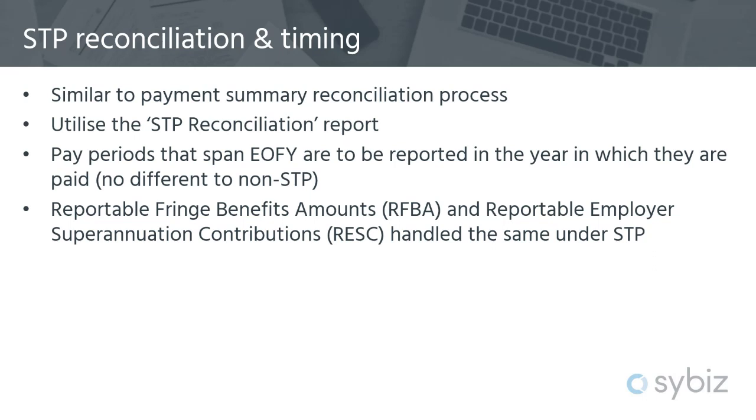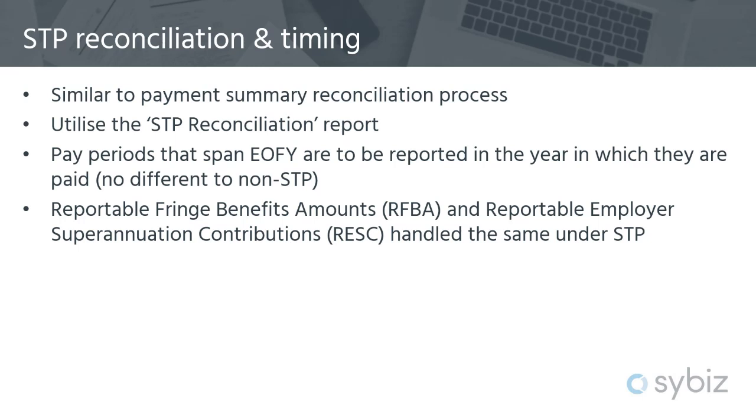And one thing that did cause a bit of confusion for some customers previously is that pay periods that span the end of financial year are to be reported in the year in which they are paid. So that's always been the rule, but under the payment summary annual report process, there were no checks and balances for that. But under STP reporting, because we are reporting on a pay-by-pay basis, I just wanted to clarify that particular rule there.